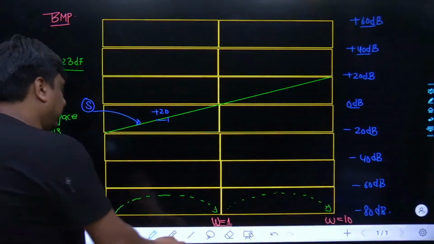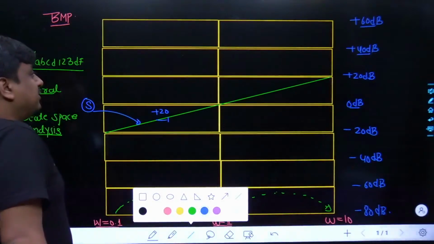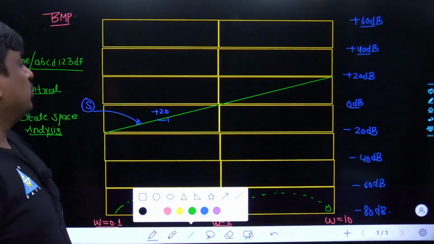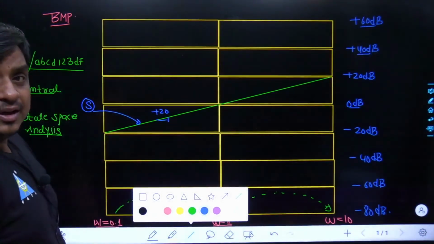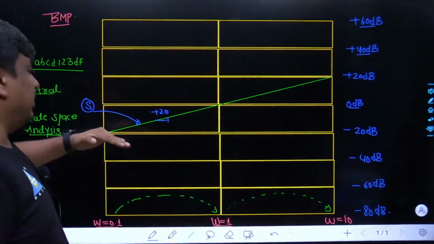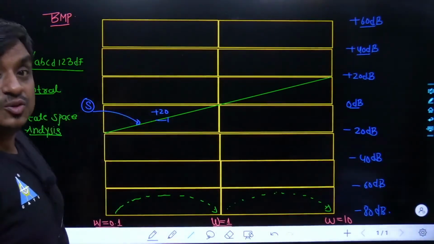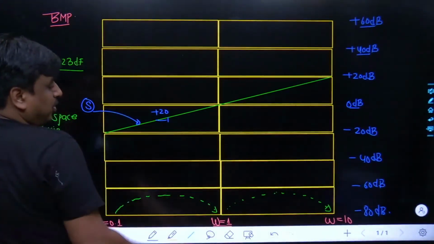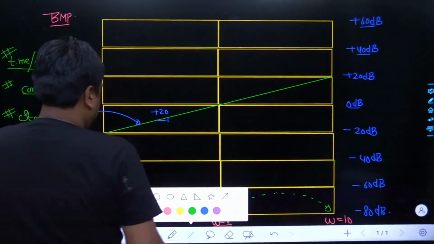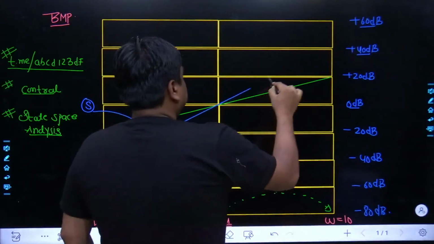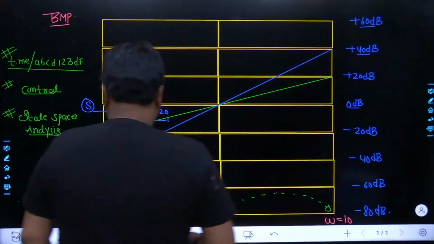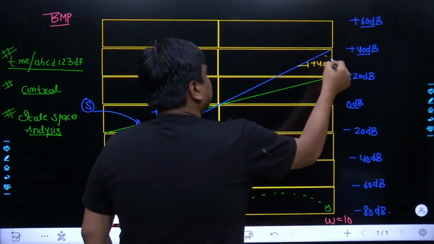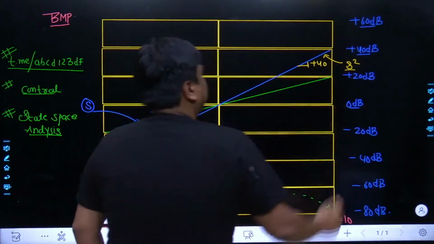Now in the same sequence, let's see how the Bode plot would look for the factor S square. S square has a slope of plus 40 dB per decade. That means in each decade, its magnitude increases by 40 dB. So at omega equal to 0.1 to 1 to 10, there is a jump of 40 dB. Here is the plot of S square. Everybody would agree on it. And its slope is simply plus 40 dB per decade.